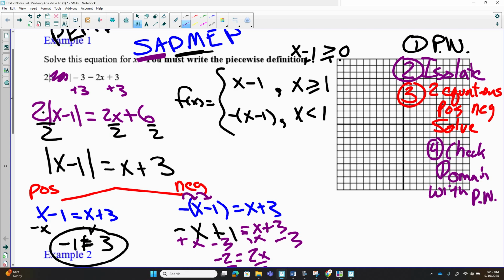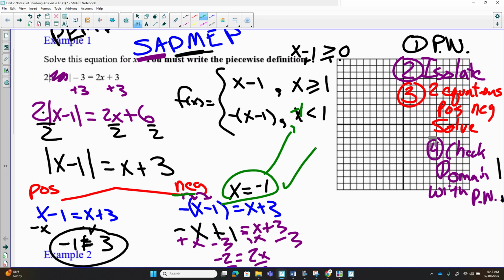So back to this. Check with your domain using your piecewise. Okay, so we're going to use our piecewise in this. So you would take this, which was x is equal to negative 1. You've got to check your answer. This is the negative side, so we take the negative 1 and we plug it in here. Is negative 1 less than 1? You check it off. There it is.